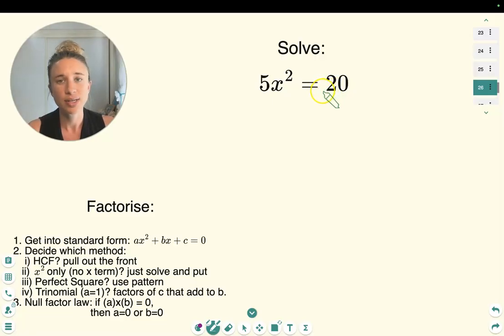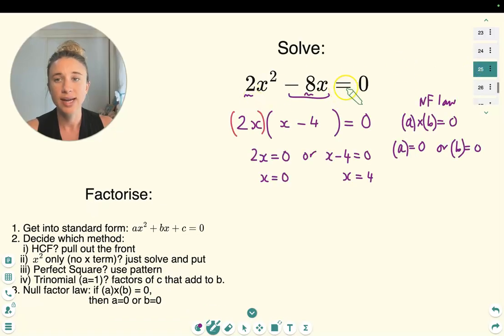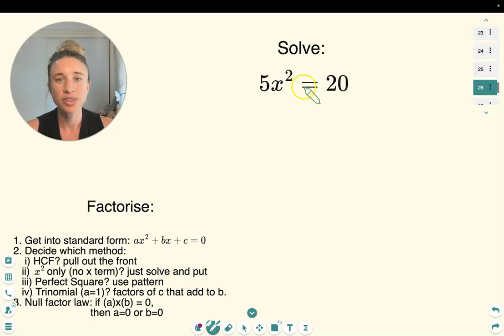Now, next one, 5x squared equals 20. This one you don't actually have to do as much work, because if there's only an x squared term and no x, you can just solve it. Notice in the last one, there was an x squared and an x. You're never going to be able to just rearrange for that. But with this one, we can just rearrange for it. So I will show you.